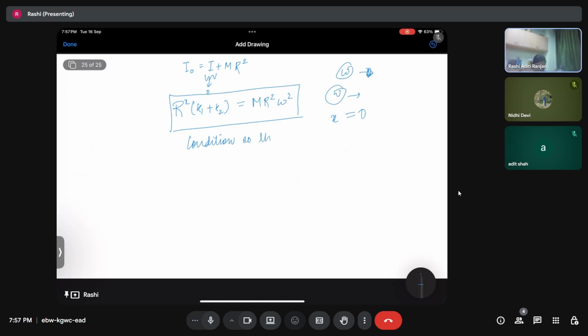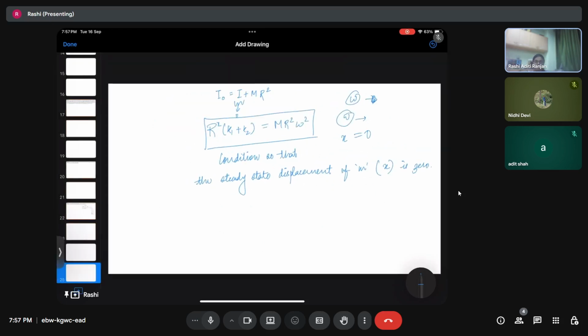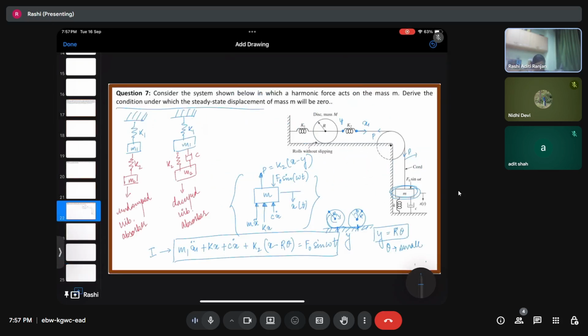So this is the condition so that the steady state displacement of m, which is x, is 0. I hope you understand the need of writing steady state solution, right? Here it is mentioned steady state displacement because when we are talking about a system which has a dashpot involved, what is going to happen?